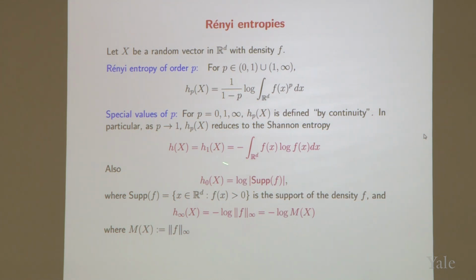When p equals 1, in the limit, we get the Shannon differential entropy, which is just minus the integral of f log f. When p equals 0, we get the log of the volume of the support of the density. And for p equals infinity, we get the negative logarithm of the maximum of the density. These are three different measures of how spread out this distribution is.